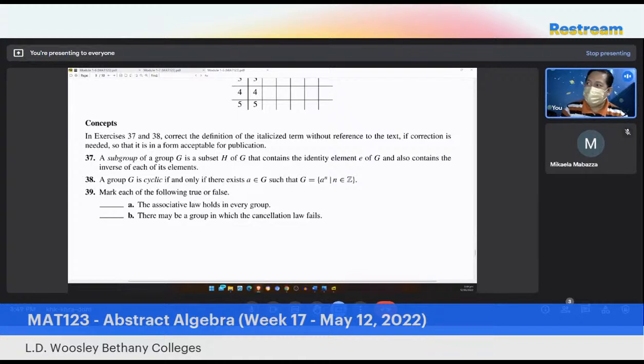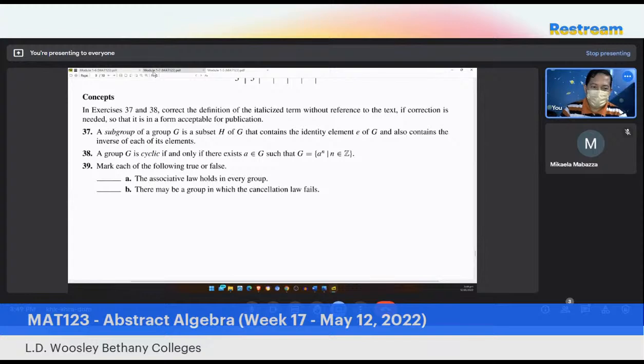Okay, true or false? Number 39, letter A. Associative law holds in every group. True or false? True. It's true. All groups should be associative. Pero yung commutative, ano siya? Pag commutative ang group, ano siya? Abelian. Yun. Alalahanin mo na. Okay, number 1, so it's true.